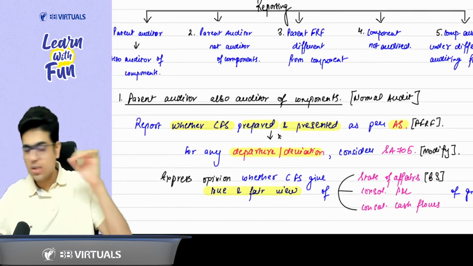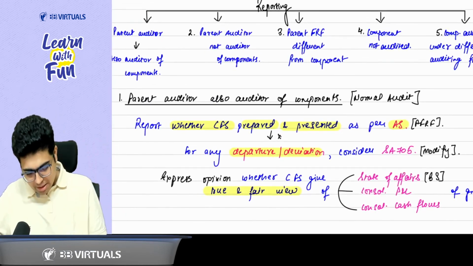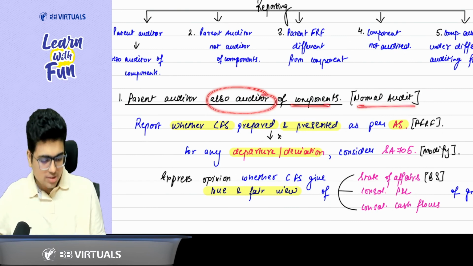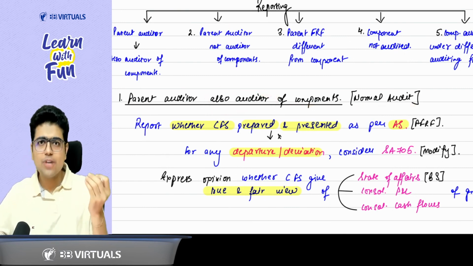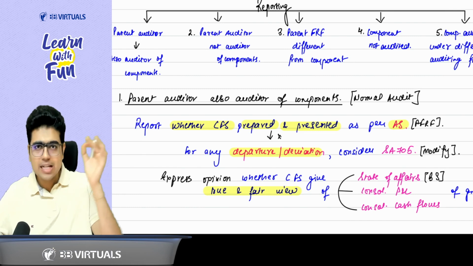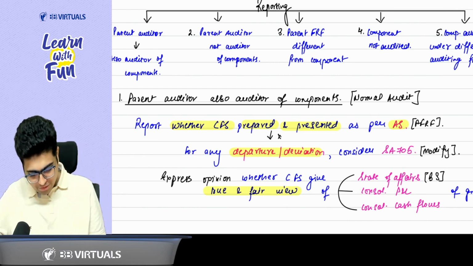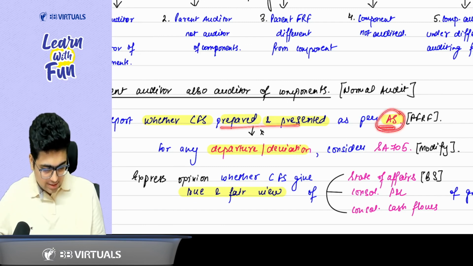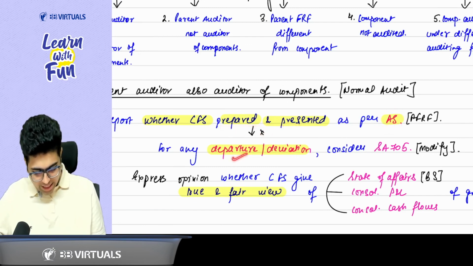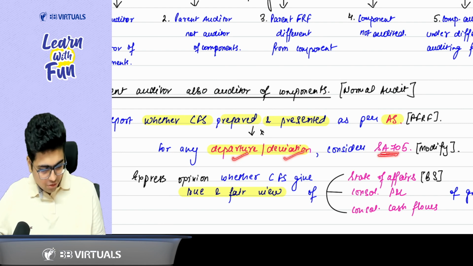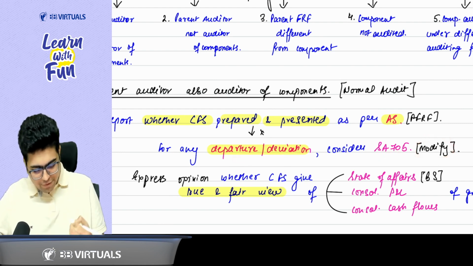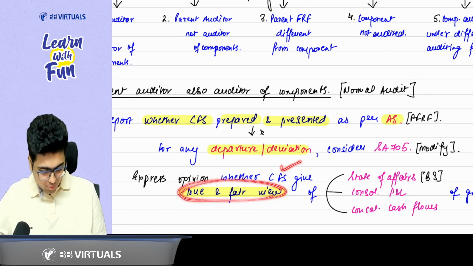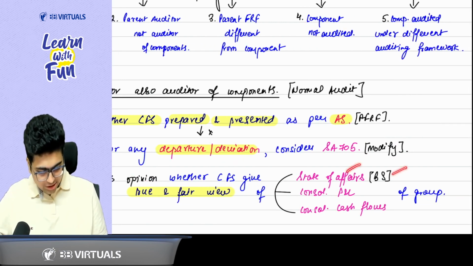So first of all, let's talk about case number 1 and the easiest case. Parent auditor is also the auditor of component. So this is a normal audit. In any normal audit, what do you see? That the financial statements are prepared as per the applicable FRF. So you will report whether the consolidated financial statements are prepared and presented as per the accounting standard. If not, then for any departure or deviation, consider SA 705, that means modify your opinion. If otherwise everything is all right, express the opinion whether CFS give a true and fair view of the state of affairs for the balance sheet, consolidated P&L and consolidated cash flows of the group.